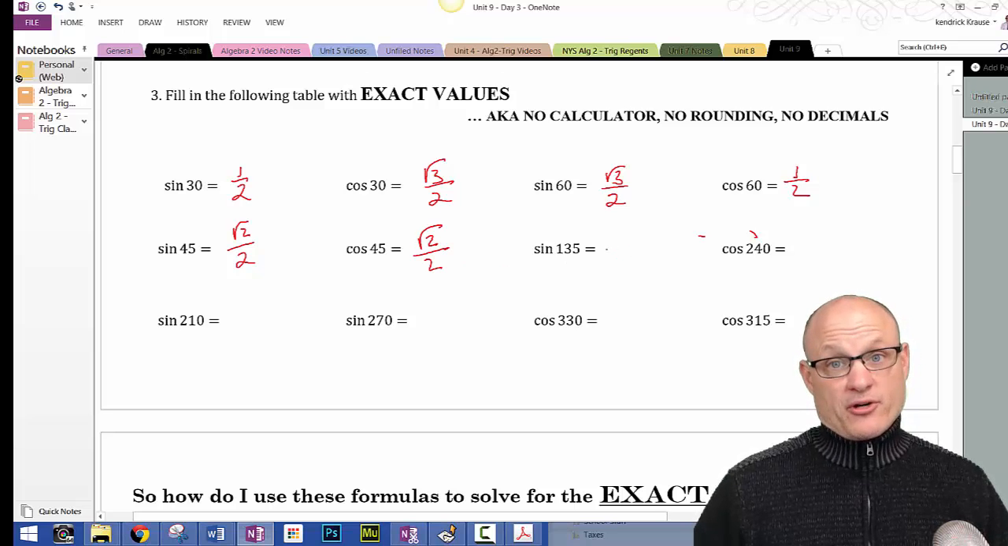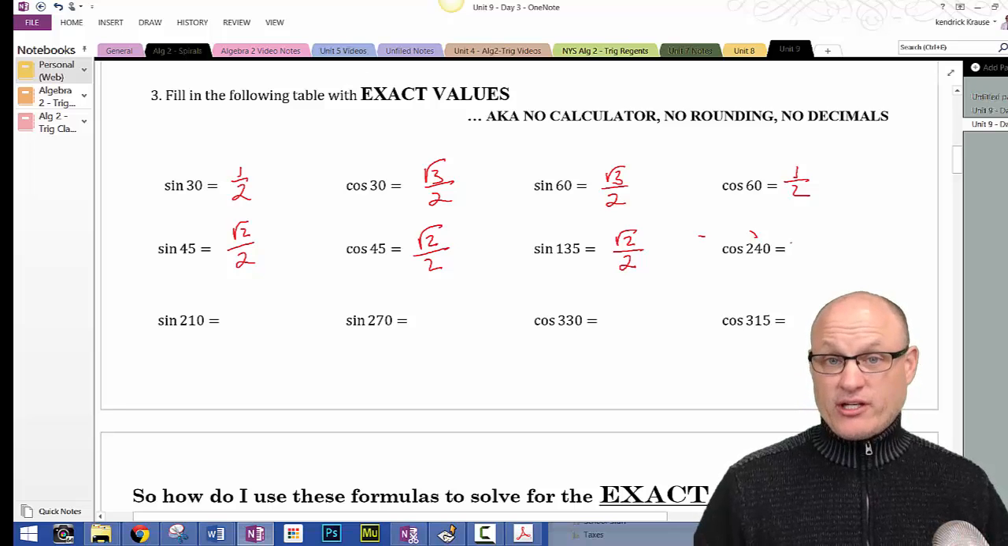135 degrees. It has a reference angle of 45 degrees. Sine in the second quadrant is positive. Reference angle of 45, square root of 2 over 2. 240 degrees. In the third quadrant, it has a reference angle of 60. It is 60 degrees away from 180. Cosine of 60 is a half. In the third quadrant, it's negative.